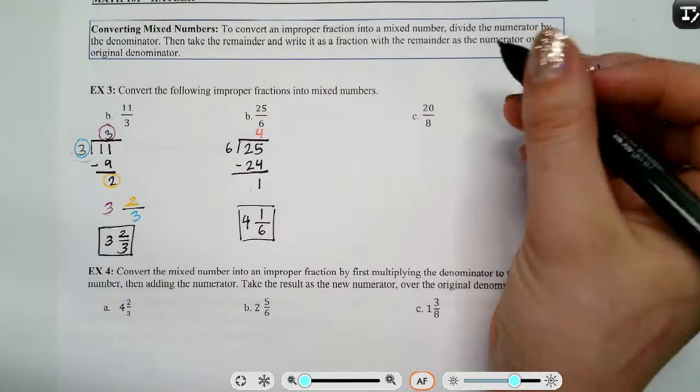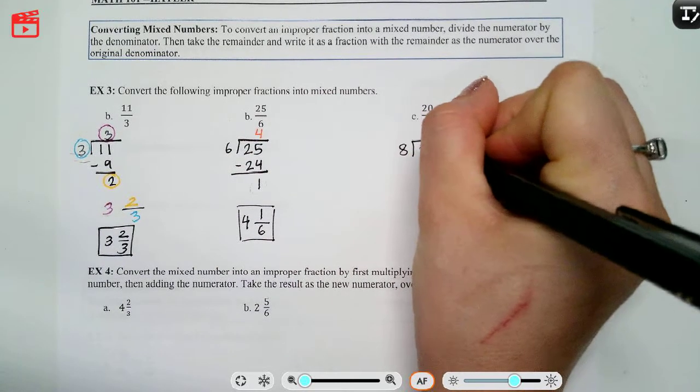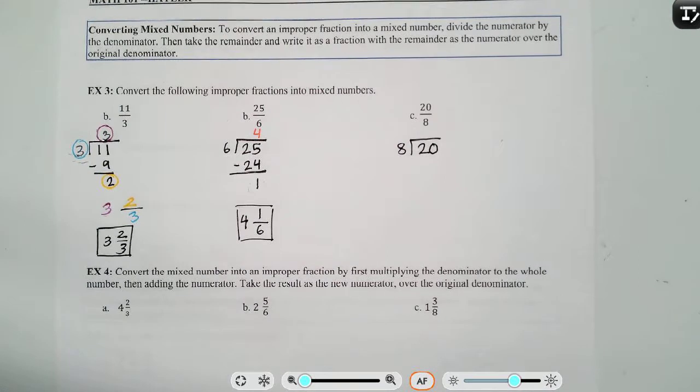All right, so for C, let's check your work with mine. 8 can go into 20. How many times? Let's see. 8 times 2 is 16. 8 times 3 is 24. Okay, so the closest we can get is 8 times 2.